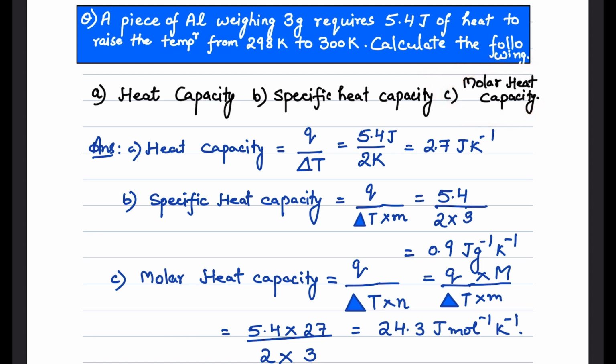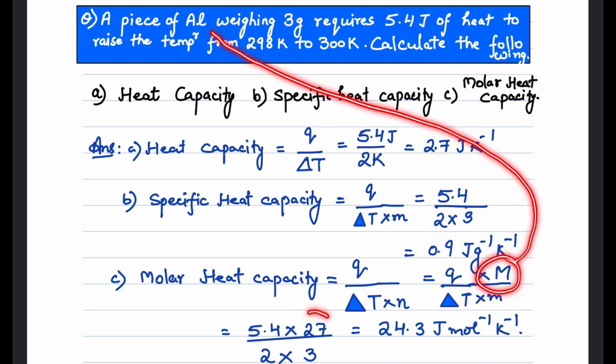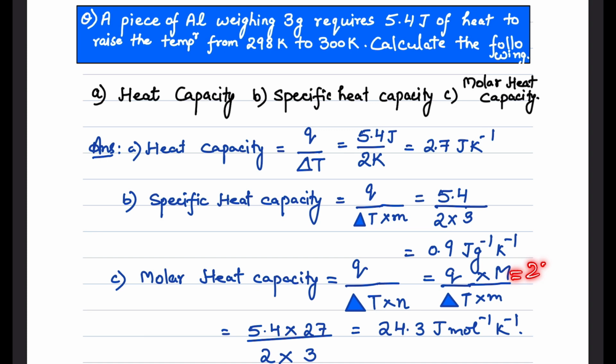Now the third term is molar heat capacity. Molar heat capacity is equal to Q by delta T into number of moles, that is n. We know that n is equal to given mass upon molar mass. So molar mass in this numerical, we are given aluminium here. We know that molar mass or atomic mass of aluminium is equal to 27. So this is equal to 24.3 joule per mole per Kelvin. So please remember that heat capacity is in joule per Kelvin, specific heat capacity is in joule per gram per Kelvin, while molar heat capacity is in joule per mole per Kelvin.